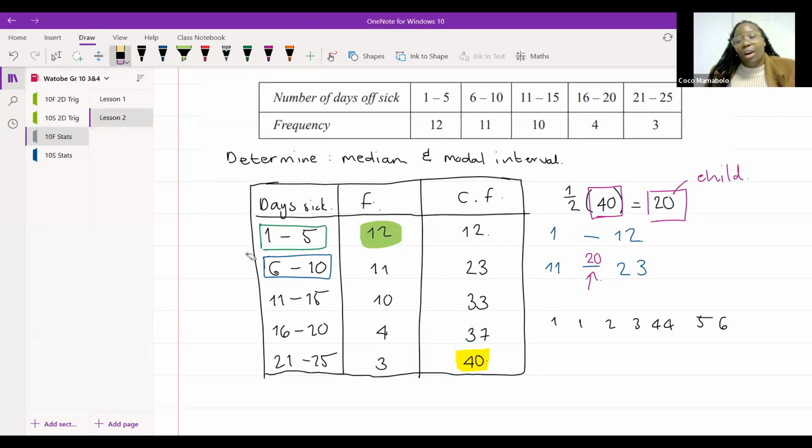Now, if we had to count this and make it a frequency, do you agree that I have 2 1s? Correct. And then I have 1 2, and I have 1 3, and I have 2 4s. And I have 1 5, and I have 1 6. Correct? How many numbers do I have altogether?